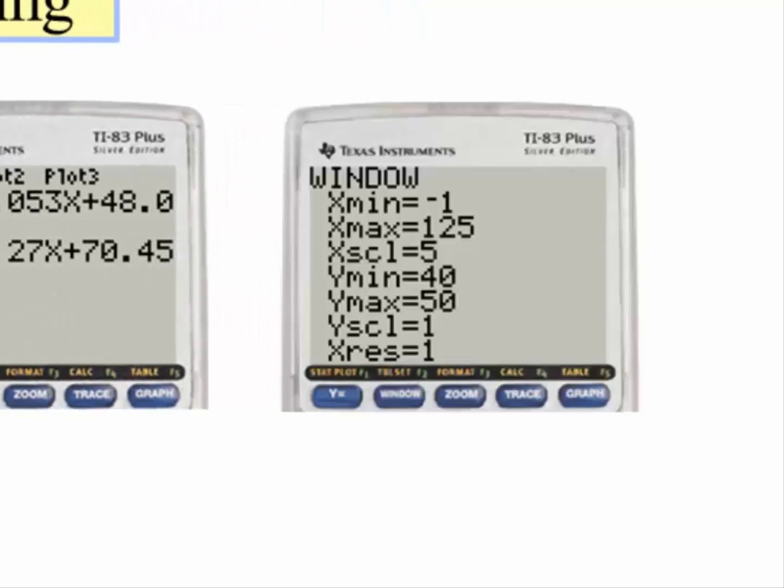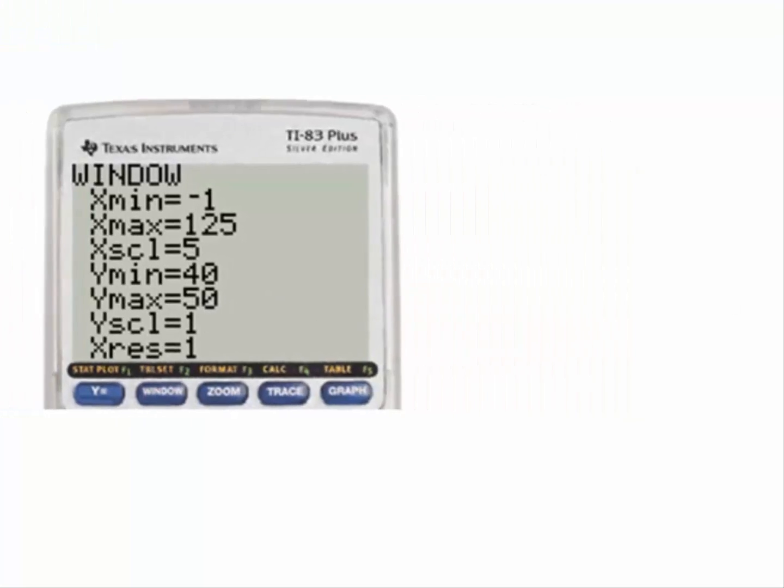Next, we hit the window button. For X min, I'm using negative 1 so I can see the y-axis. My X max is 125 because the x-coordinate is about 100, and I'll be able to see the point of intersection on the graph. I'm counting by fives. For my Y min and my Y max, I'm using 40 and 50. I know that the y-coordinate of the intersection is between 40 and 50.